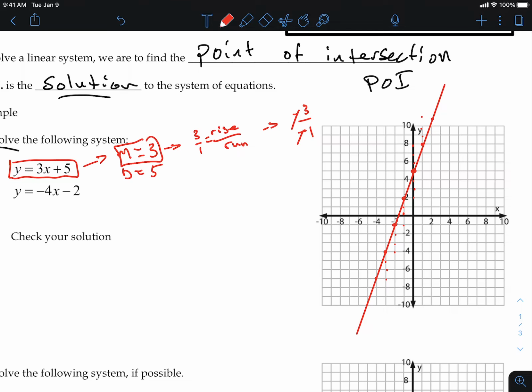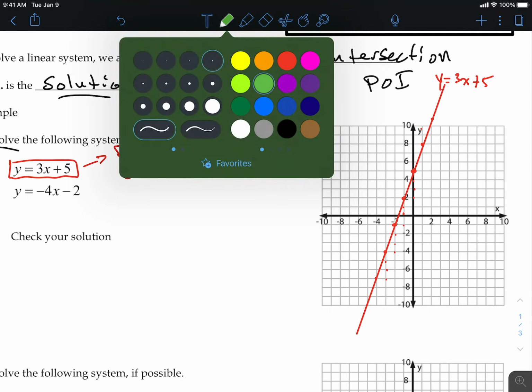Okay, now if you're not going to use different colors, I would label this line as being y equals 3x plus 5, okay? And I'll probably give you a mark on a test for labeling it, just so we know which line we're talking about. That's going to be important later.